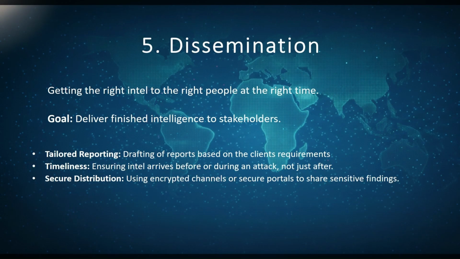Then the fifth phase is the dissemination phase. Here in the dissemination phase, we are sharing or delivering the report prepared in the earlier phase at the right time to the right people. If it is delayed, then the client can become a victim of that threat. Okay, this is nothing but delivering finished threat intel reports to the specific stakeholders who require this report.